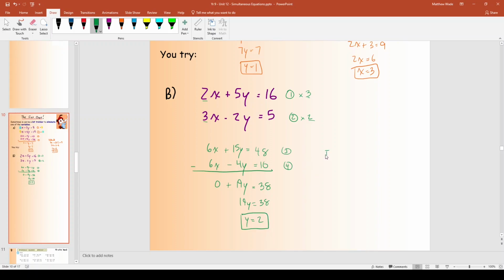And here's what you'd have done. You'd have taken your 2 and put it into equation 1 or 2, one or the other. I'm going to put it in equation 1 because it's got smaller numbers. It's not got a minus sign in it either. That usually makes it easier.